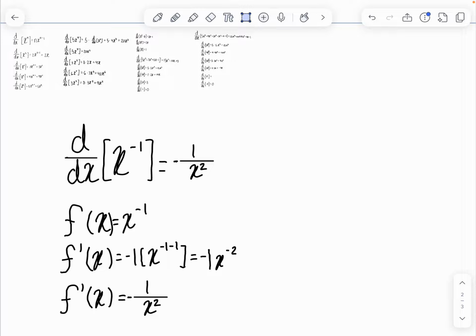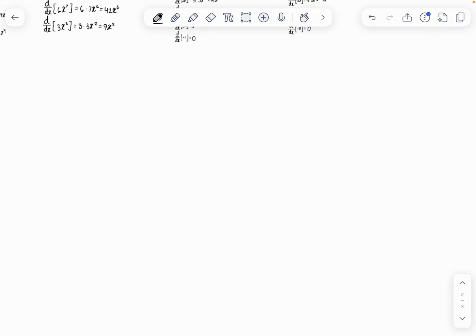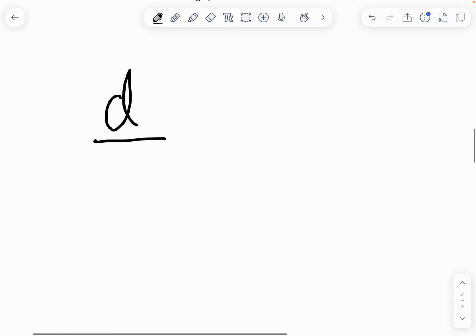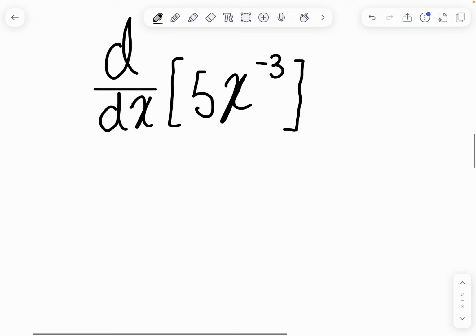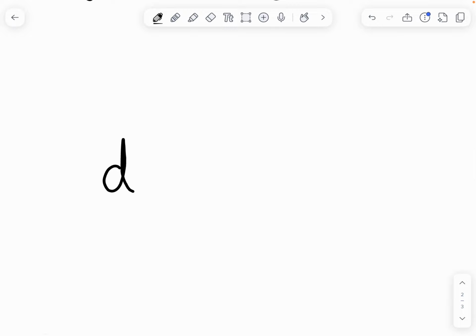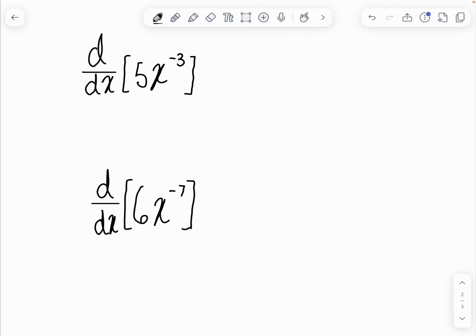So let's do 2 more practice problems to get the hang of it. d over dx of, let's say, 5x to the power of negative 3, and then 1 more. Okay, take a minute and solve for those derivatives.